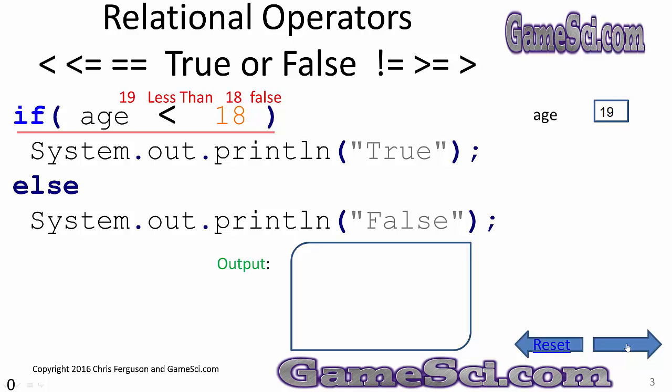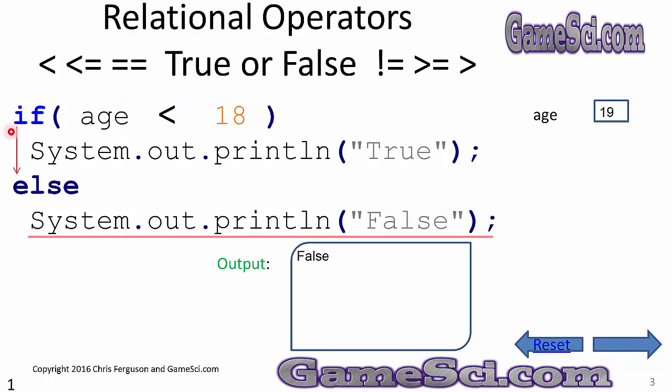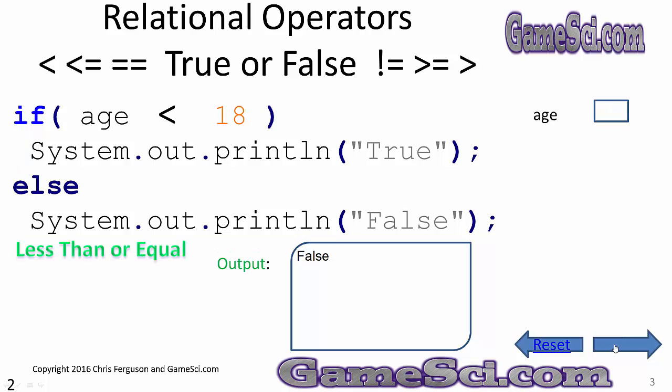Because that condition is false, what is the code going to do? Why, it's going to go straight to the else. It's going to go straight to the else to execute the else portion. And you can see it prints the word false onto the output, and a false showed up on our output. Pretty simple.